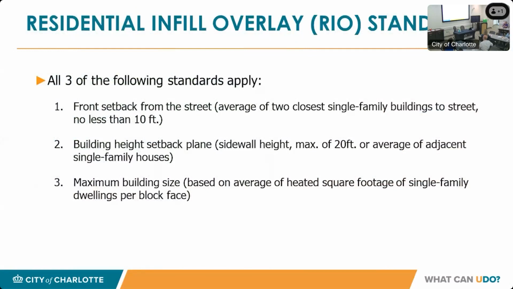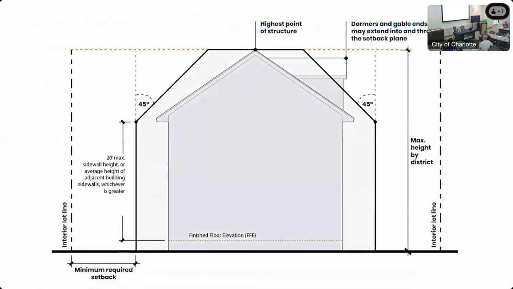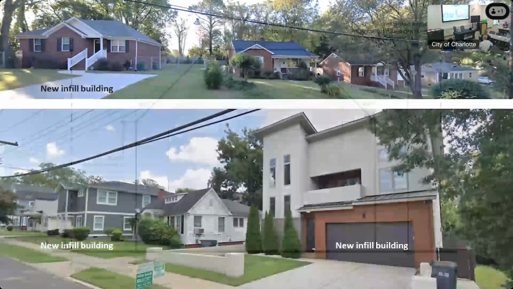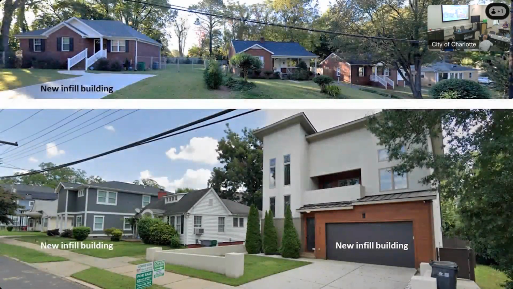So if an RIO is put in place, it controls all three. The setback and size allowed for new infill construction is based on the average of existing closest buildings on the same side of the street. The building sidewall height allowed for new construction is limited to 20 feet for the average of the building sidewalls on both sides of the lot, whichever is greater. It requires a minimum of 50 contiguous lots.